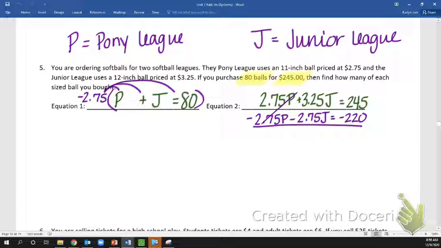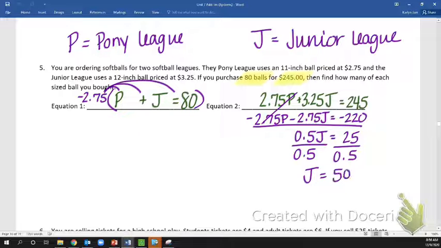So the p's eliminate here. We do 3.25 minus 2.75 and get 0.5j equals, and then we subtract our constants, 25. So now we have to divide by 0.5. And when you do 25 divided by 0.5, you get that they ordered 50 Junior League softballs.